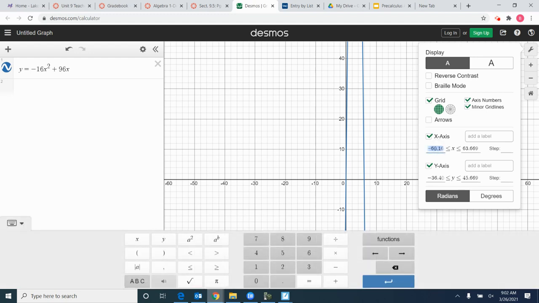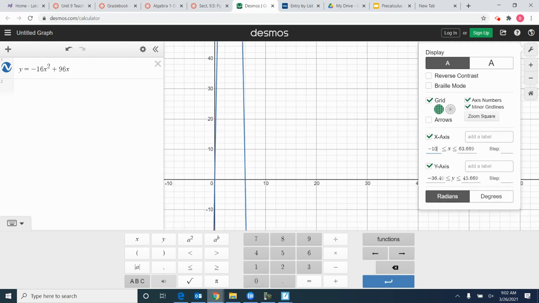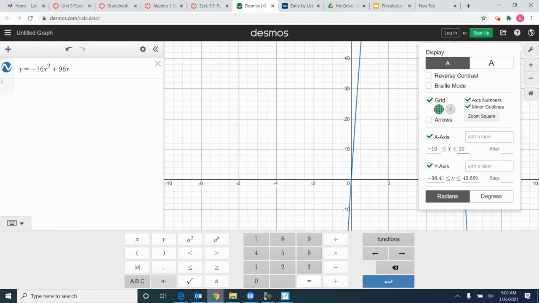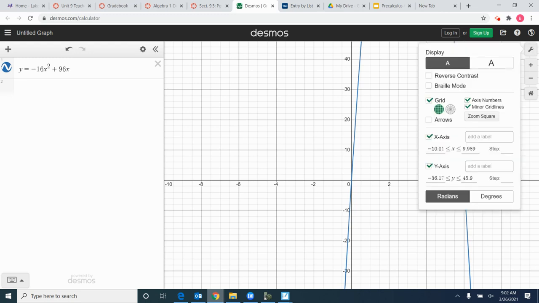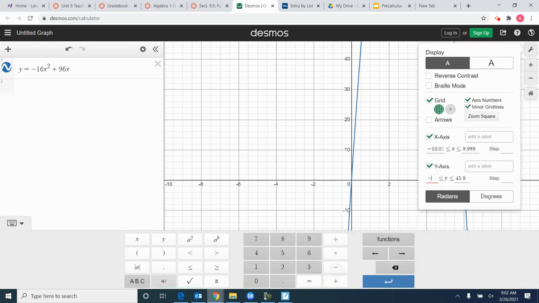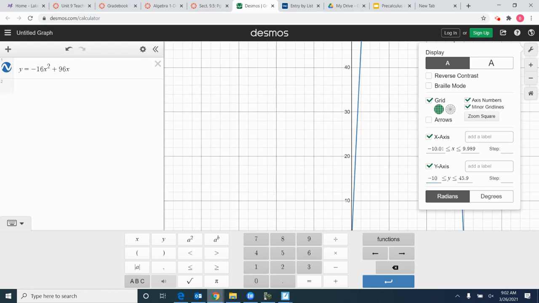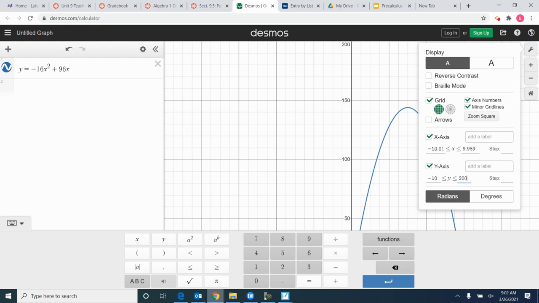Okay. Well, let me see here. I want to keep the x-axis from negative 10 to 10. All right, and then let's see. I'm going to change the y-axis. I'll keep it at negative 10. Whoops, where did it go? And then what'd you say it hit? 144? Yep. So negative 10. I'm going to try and keep that, and then I'm going to go up to about 200. So I can change this.